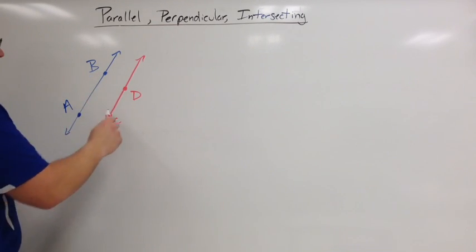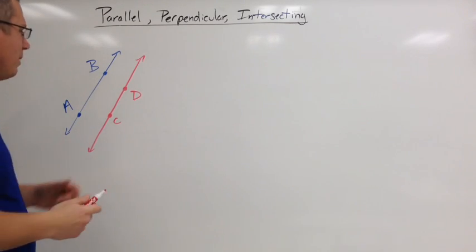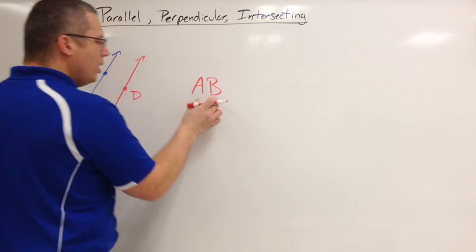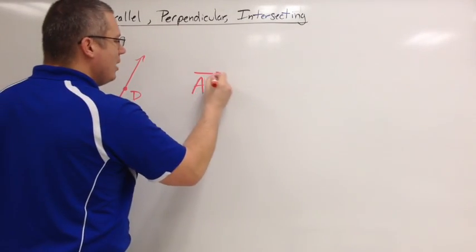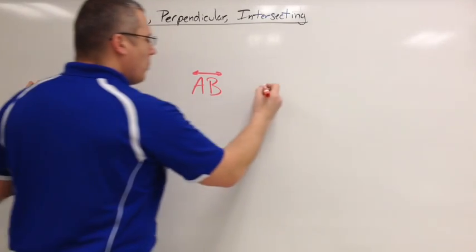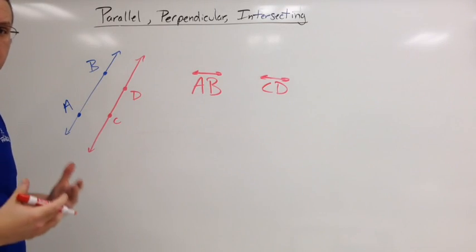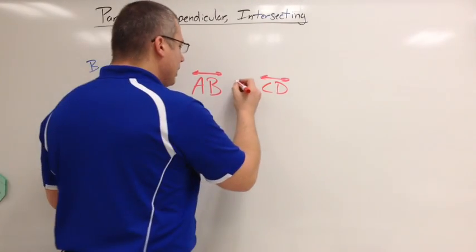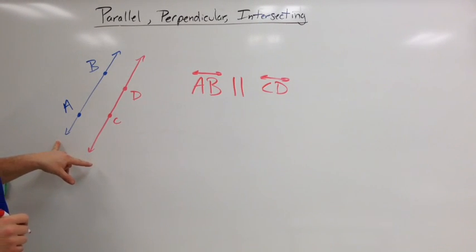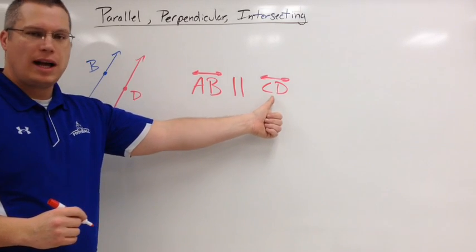So I have line AB, line CD. How do I write that they're parallel? Well, I'm going to write line AB. Remember, 2 points on the line with a line picture drawn above it. Second line, CD, with a line picture above it. The symbol to show that they're parallel are two parallel line segments between them. This picture can now be written as this statement. Line AB is parallel to line CD.